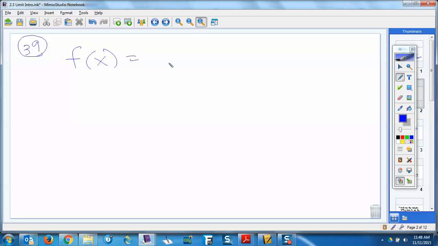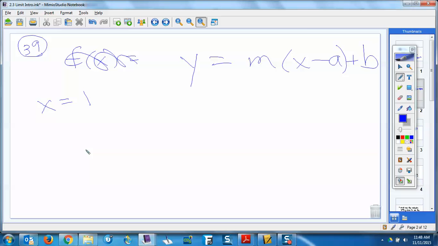Okay, all right, find the equation of the tangent line. So let's do it. y equals m times (x minus a) plus b, right? And they wanted the tangent line at x equals what? 1. So here's what I'd like for you to start doing with your notation.